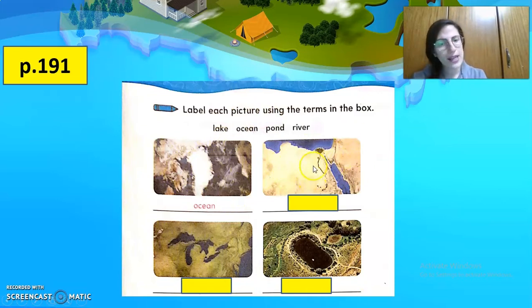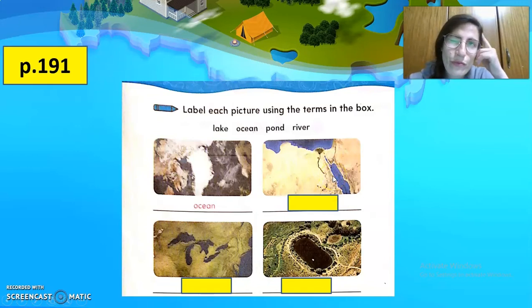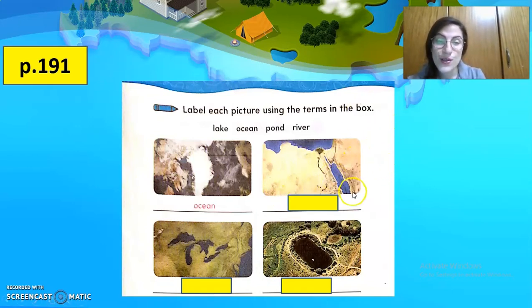Clear? In the second picture, we see a body of water surrounded by land on 2 sides, and it seems to start from a high point and flowing downward. What do you think it is? Let's think a minute. Surrounded by land on 2 sides and starting from a high point and flowing downwards. Of course, it is the river. Excellent. Now, let's move to the third picture.